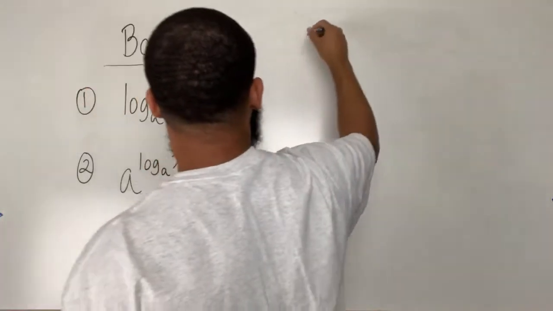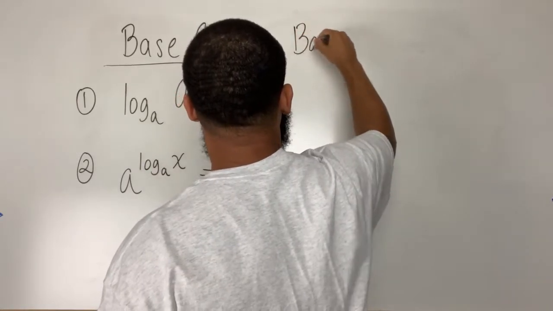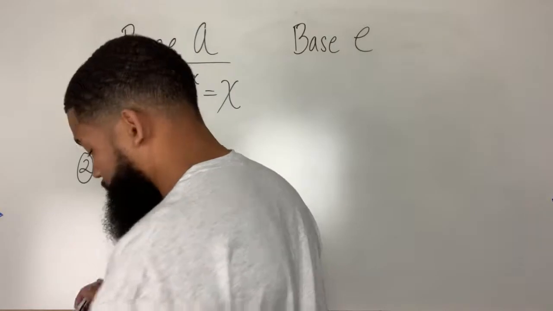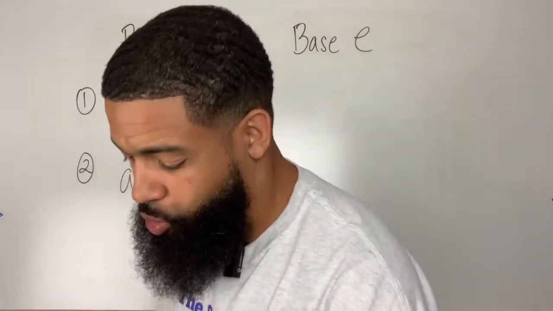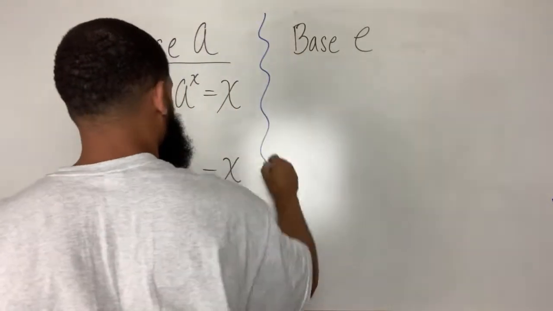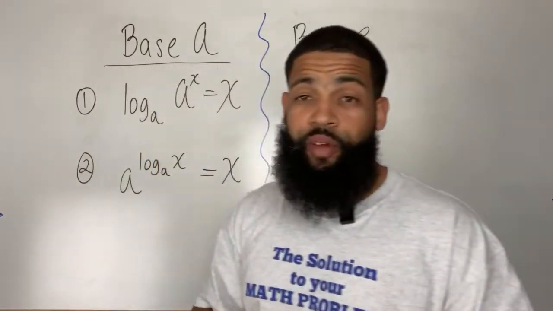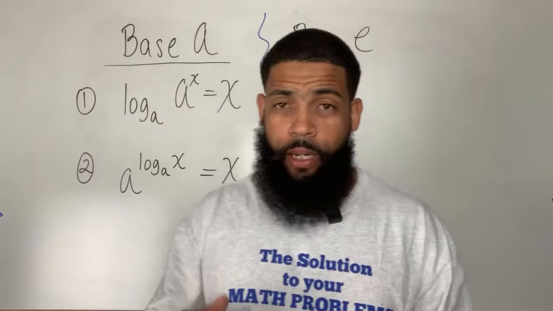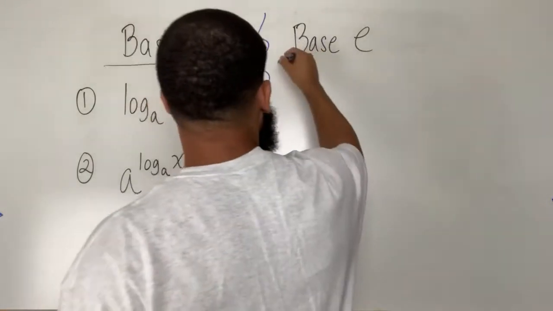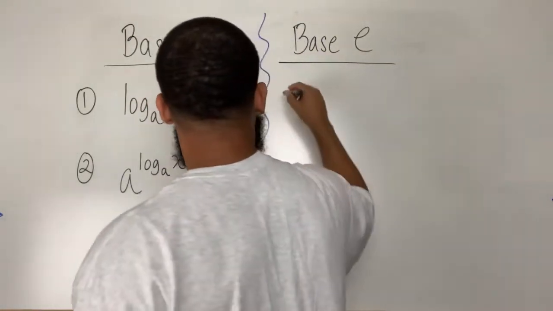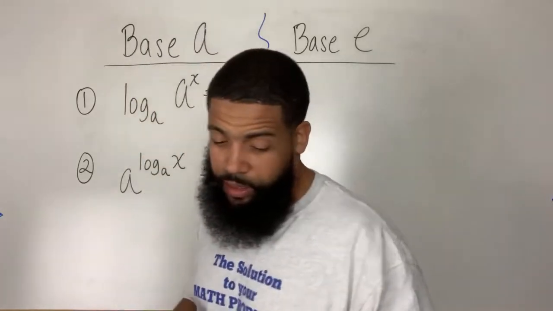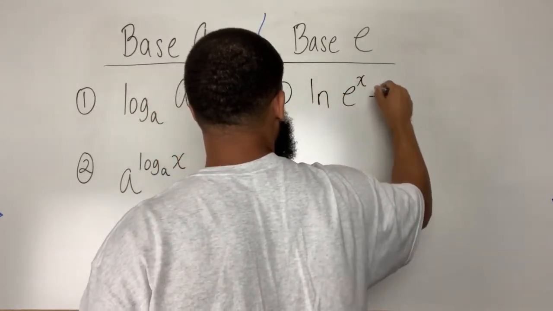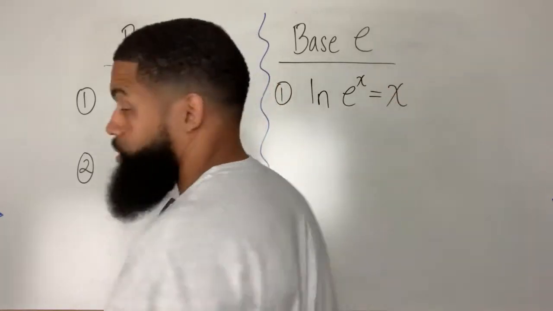The other case we have is when we have base e. Now, in this case, e is actually not just a regular variable. e represents a mathematical value. It's actually an irrational number, kind of similar to pi, okay? So, in this case, if I have base e, my first case is the natural log of e to the x equals x.